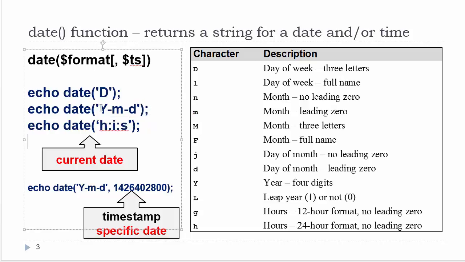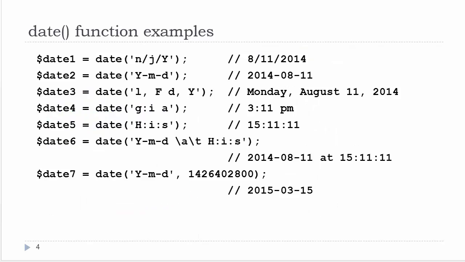All right, so unless we specify a particular date, we're working with the current date. So here again, the date function is going to return a string to represent the current date. Should we wish to represent another date, then we need to pass it a timestamp. And how do we get that timestamp? I'll show you. But before I show you, let's take a look at some of the different examples that we have here with the date.